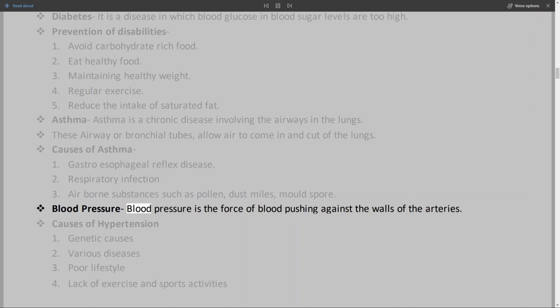Blood pressure. Blood pressure is the force of blood pushing against the walls of the arteries. Causes of hypertension: 1. Genetic causes. 2. Various diseases. 3. Poor lifestyle. 4. Lack of exercise and sports activities.